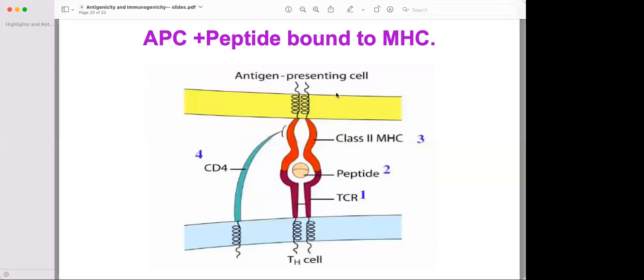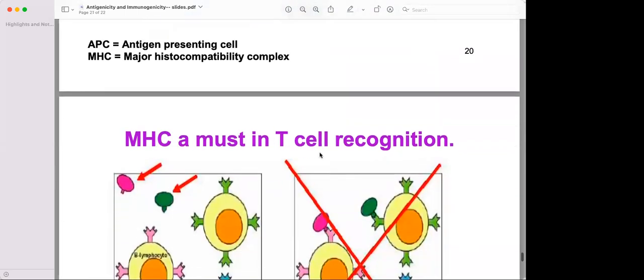You will understand in depth when the major histocompatibility complex molecules will be taught to you as a topic. So you have the antigen presenting cell, having phagocytosed the antigen, digested or processed it, and bound part of it to a major histocompatibility complex molecule. That is when the T cell receptor can recognize it. So this is the tertiary structure of the T cell receptor in recognition of the antigen.